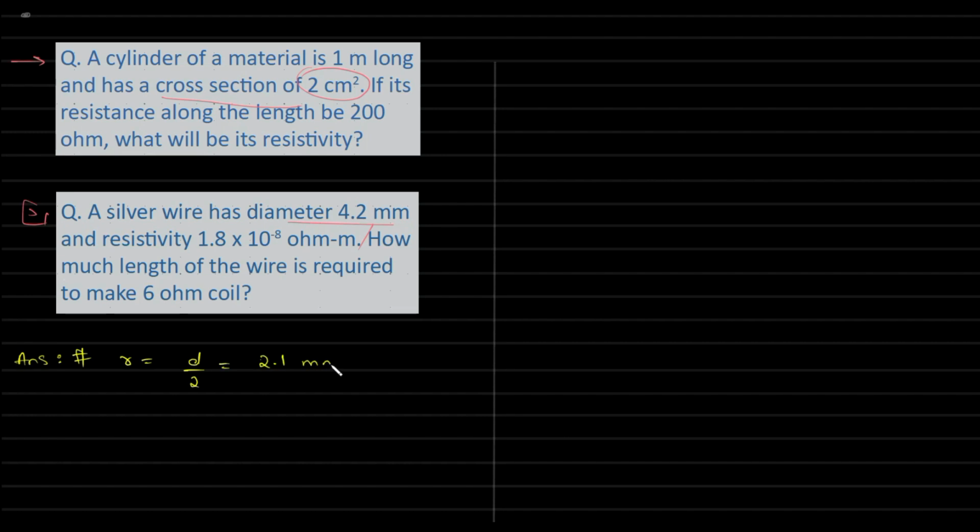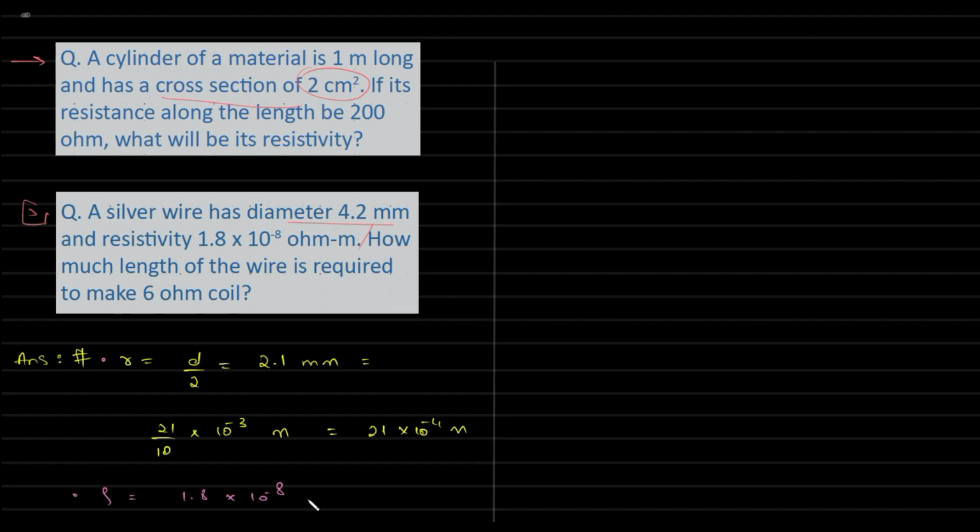2.1 millimeter. And this we can write as 21 by 10, milli is 10 to the power of minus 3 meter. Further simplification is 21 into 10 to the power of minus 4 meter. Right? We have to convert everything to meter. So next thing is resistivity, which is 1.8 into 10 to the power of minus 8 ohm meter.